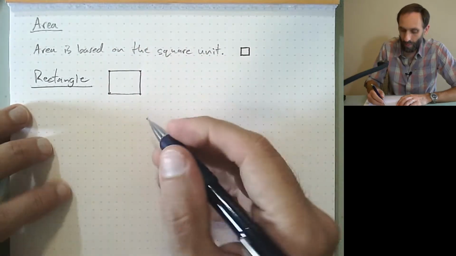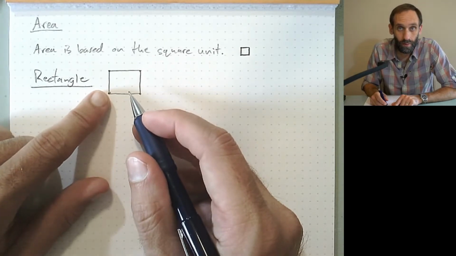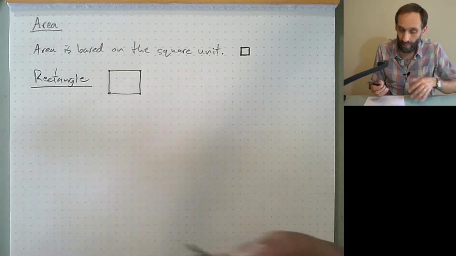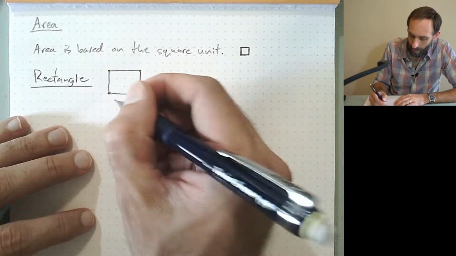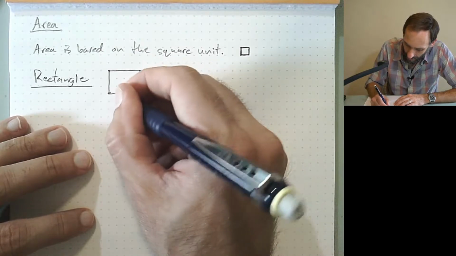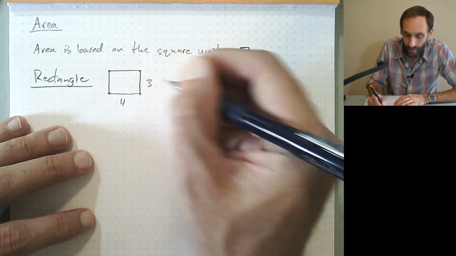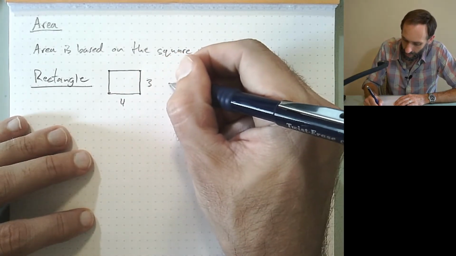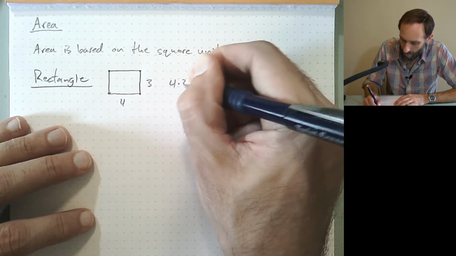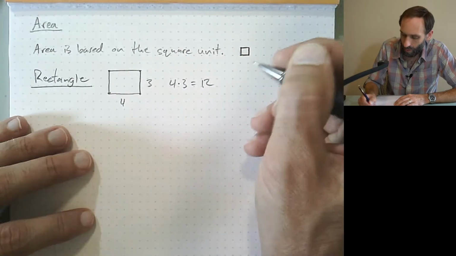Okay, so what is the area of this rectangle? Well, you probably already know that the area of a rectangle is found by multiplying the base times the height. Here, the base is 4 and the height is 3. And so we get that the area is 4 times 3, which equals 12.